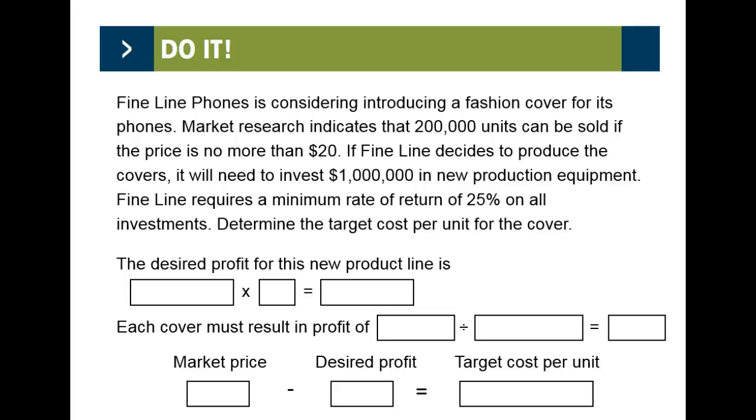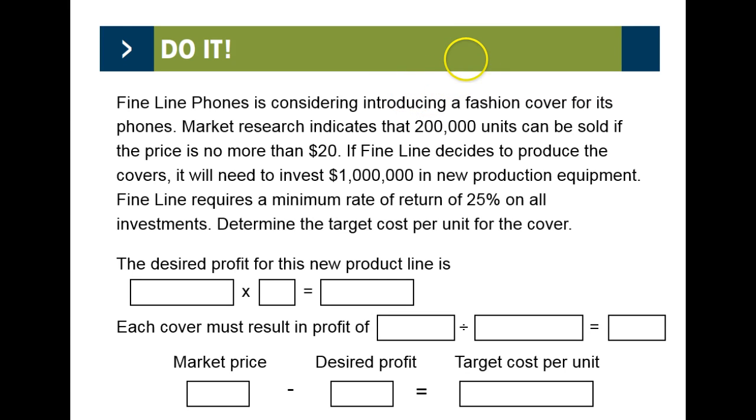Fine Line Phones is considering introducing a fashion cover for its phones. Market research indicates that 200,000 units can be sold if the price is no more than $20. If Fine Line decides to produce the covers, it will need to invest $1 million in new production equipment. Fine Line requires a minimum rate of return of 25% on all investments. Determine the target cost per unit for the cover.